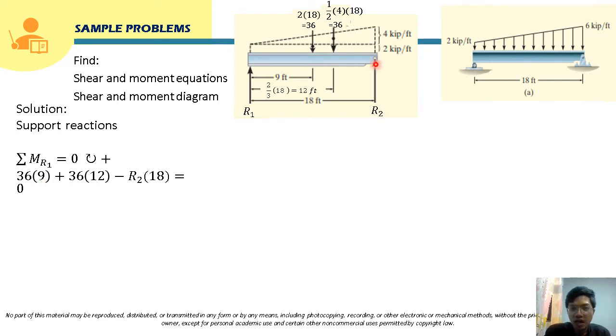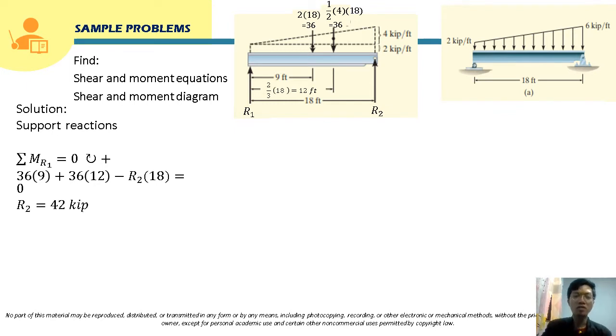And then for this reaction, its moment about this point will be R sub 2 times the moment arm, which is 18 feet. So its rotation will be counterclockwise. That's why it's negative here. So this will be equal to 0. So we can directly solve for R sub 2.